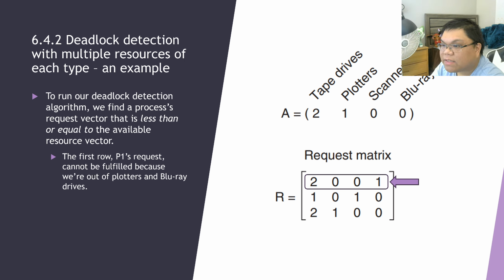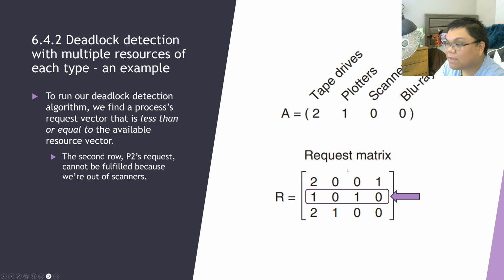We find a process's request vector that is less than or equal to the available resource vector. So let's look at process P1. Is this row in the request matrix less than the available resource vector here? 2, 2, 1, 0, 0, 0. Oh, here's a problem. Process 1 needs a Blu-ray drive, but we don't have one available. So no, we cannot fulfill process 1's request.